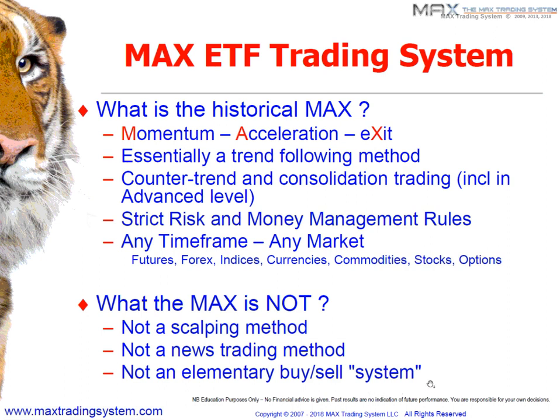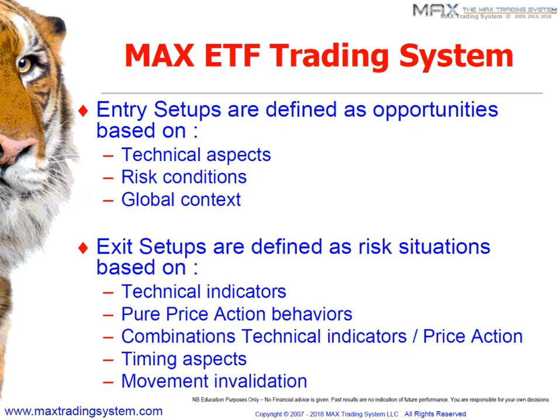And the MAX is not an elementary buy and sell system with fixed and rigid rules. We have several types of entry setup which take into account different types of market conditions. So the entries, as I have said, are defined as opportunities based on, so I repeat it, technical aspect, risk conditions, and global context. The other side of a trade are the exit setups. We also define conditions when to exit partially or totally a trade. We call that an exit setup.